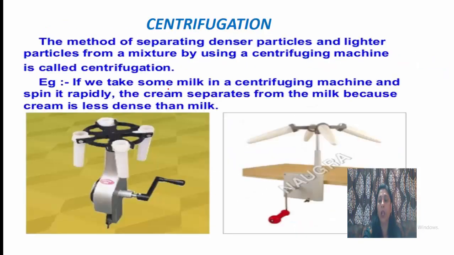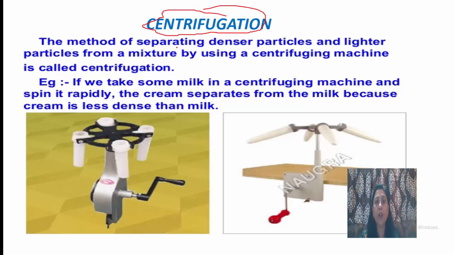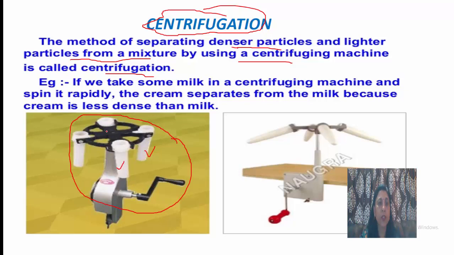Okay. Now the next method is separation by centrifugation. The method of separating denser particles and lighter particles from a mixture by using a centrifuging machine is called centrifugation. You can see that this is a centrifugation machine. This is known as a centrifuge, and these are the centrifuge tubes. Okay, this is a manual machine. Otherwise, there are machines running on electricity and other modern machines also.